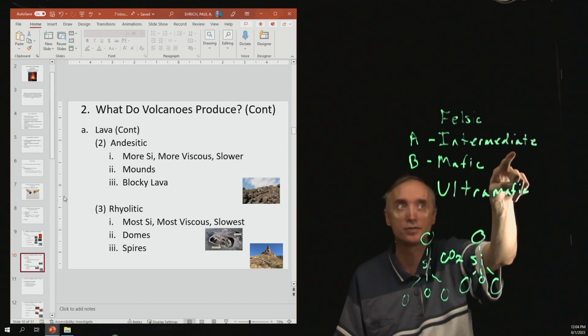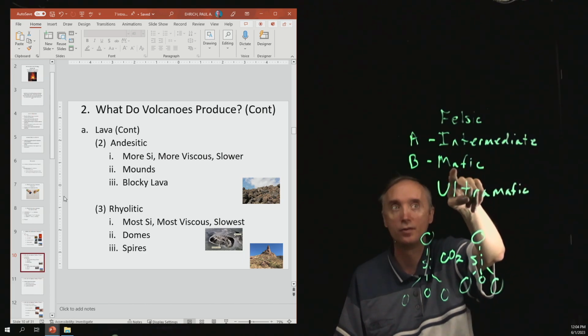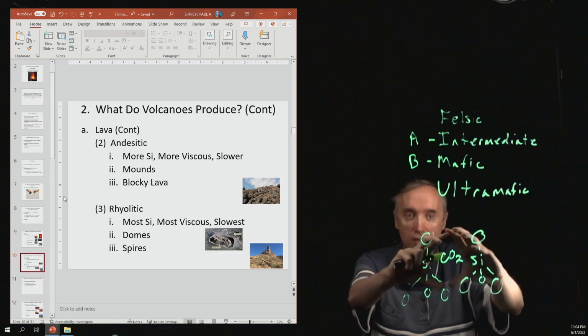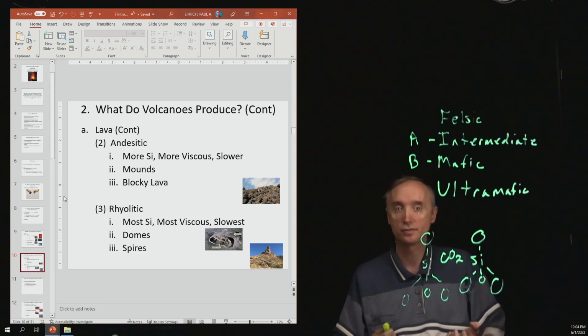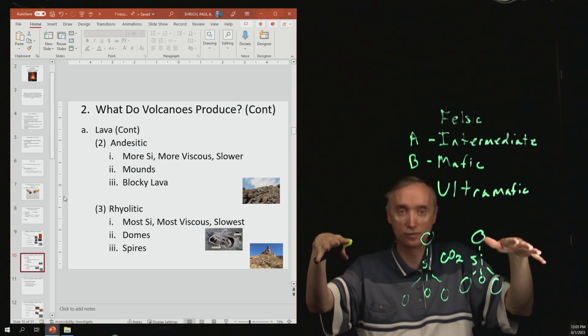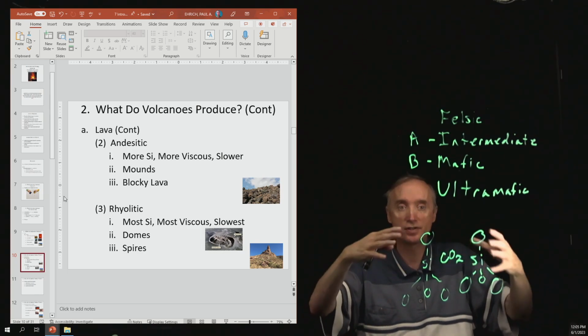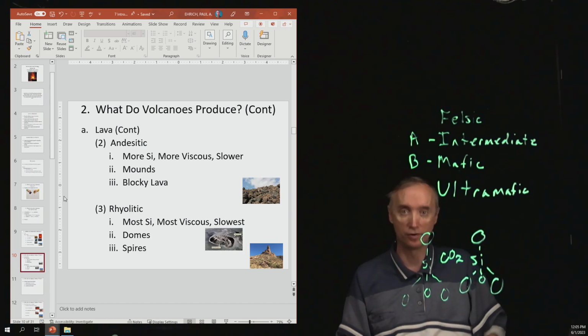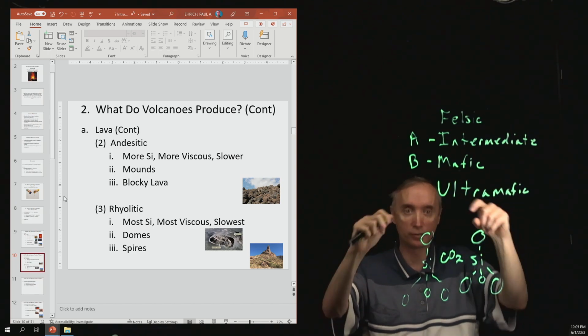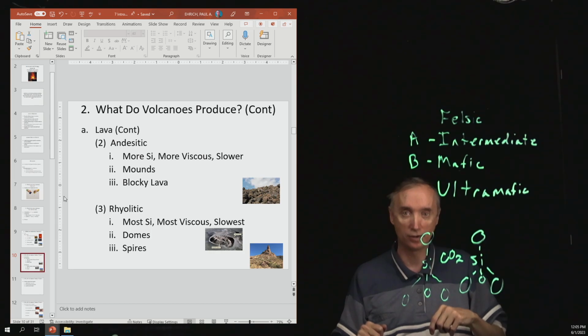The intermediate has more silica than what the mafic did. So that means that more silica means it's sticking together, so it's going to be more viscous. It's going to flow slower. It tends to make mounds when it comes out. So it doesn't tend to run on the surface of the earth. Instead, it just tends to mound up wherever it comes out of the volcano. Big blocks of it tend to break off and then roll down the sides of the volcano. So it makes blocky lava.